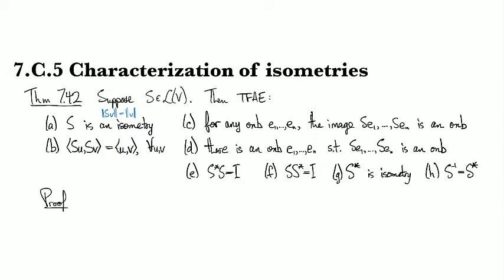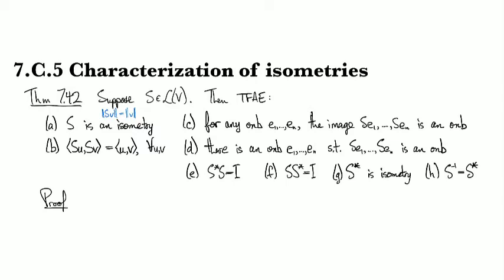Then we're saying if we have any orthonormal basis, then the images also form an orthonormal basis. The fourth condition is that there exists some orthonormal basis such that its image is an orthonormal basis. So this is a weaker version of C. It's the existential version instead of the universal quantifier version.